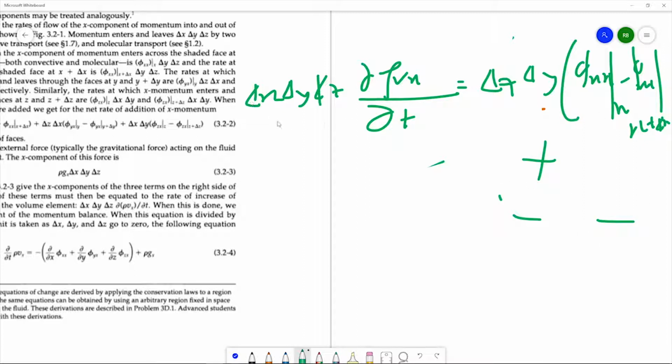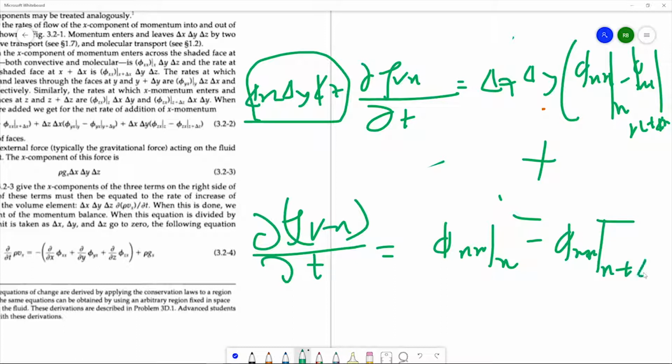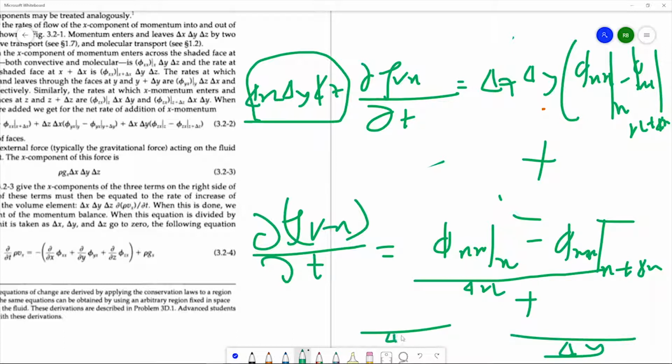Now you have to divide by this thing on both the sides. So what you'll get? rho vx dou t equal to, I will show only the first term. This is phi xx at face x minus phi xx at x plus delta x. Similarly, you have y. So here it will be divided by delta x, right? And similarly, you divide by delta y, and lastly, you divide by delta z.